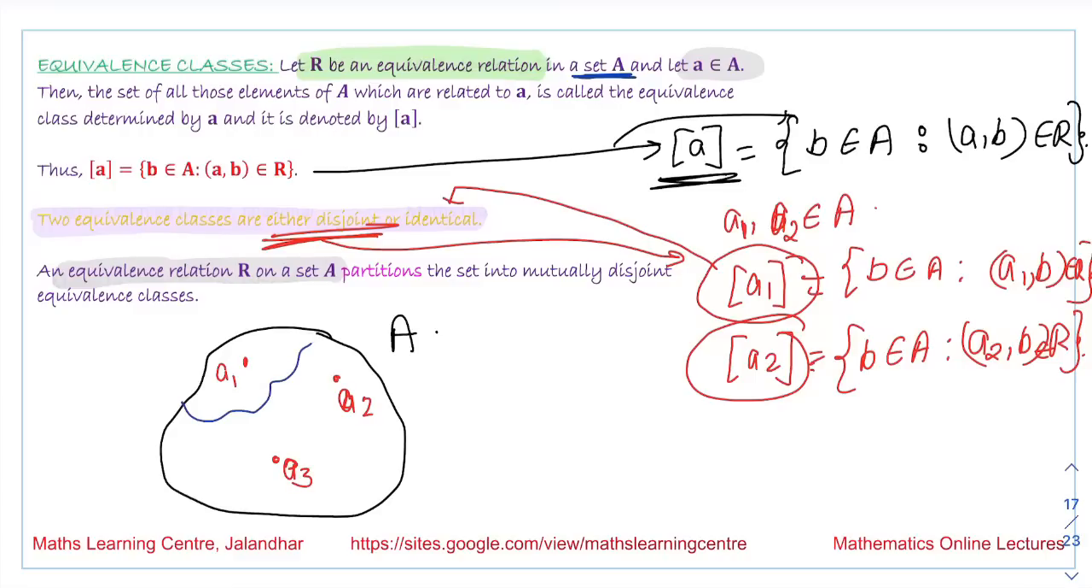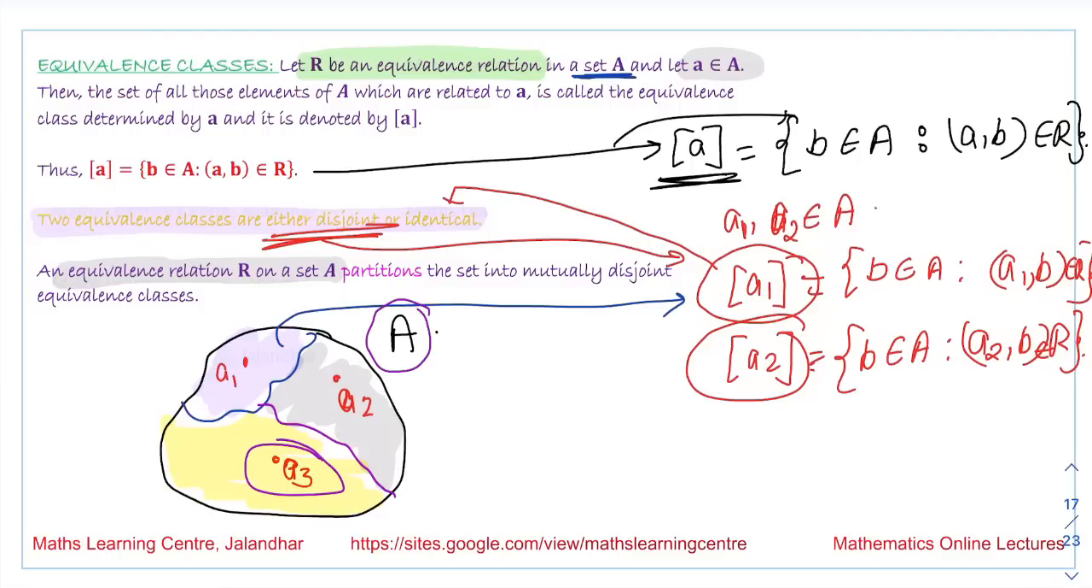Corresponding to a1 we have obtained the collection of all those elements of A which are related to a1. Then we have chosen a2 and obtained all the elements of A which are related to a2. And then we have chosen a3 and all the elements of A which are related to a3. So these are the elements which are related to a3, these are the elements which are related to a2, and these are the elements which are related to a1. So we are saying that we have partitioned this set A into mutually disjoint equivalence classes.